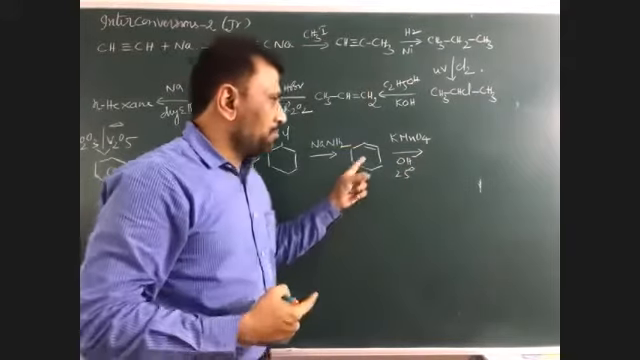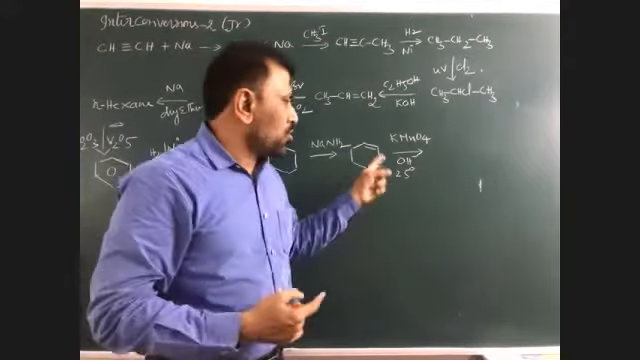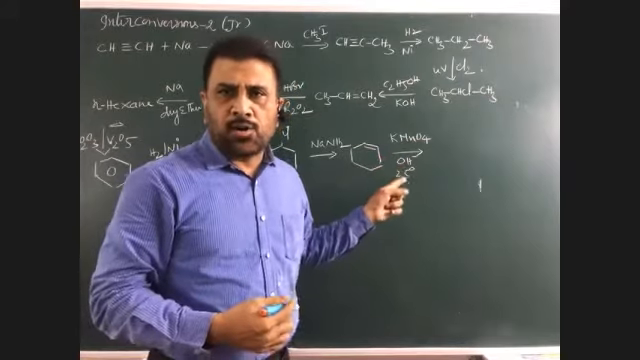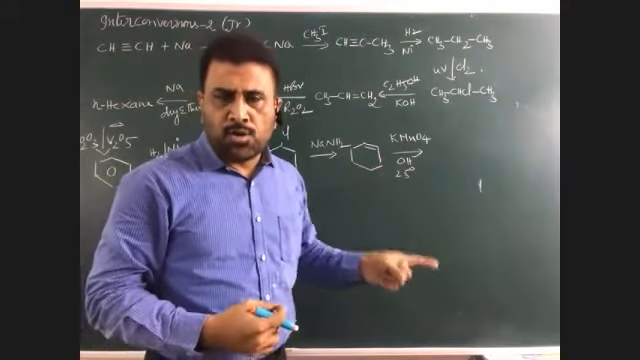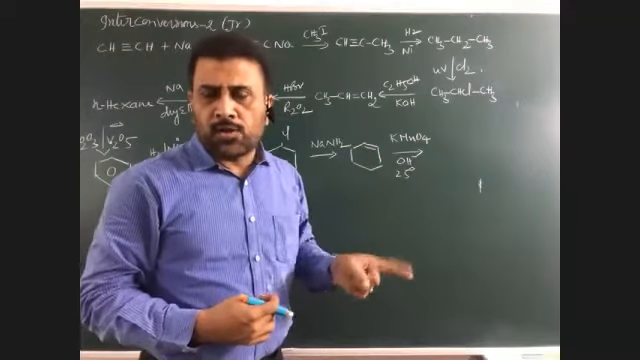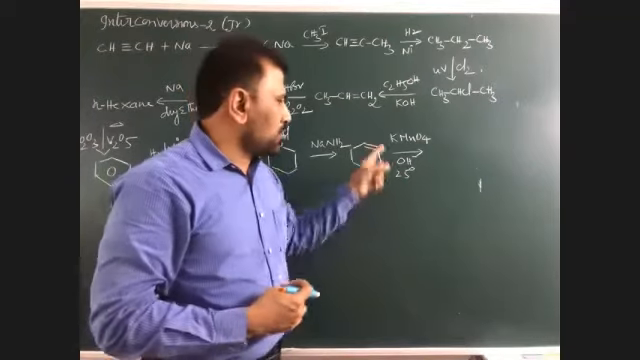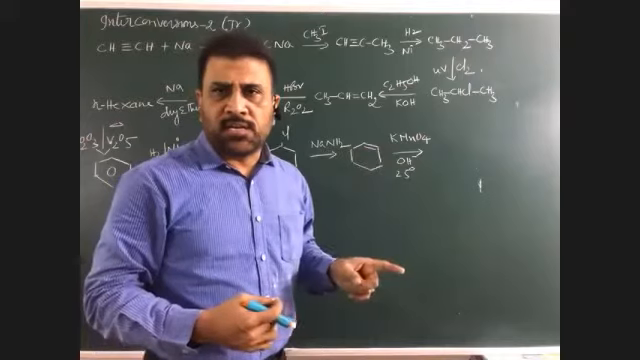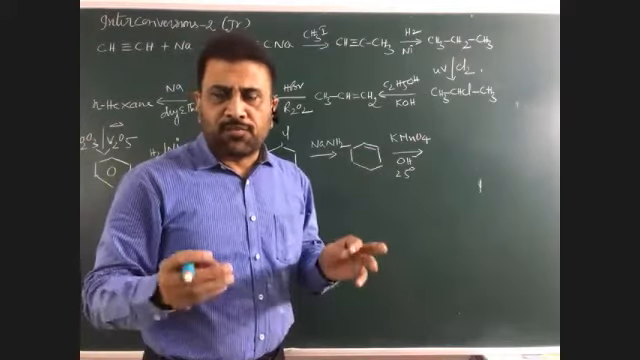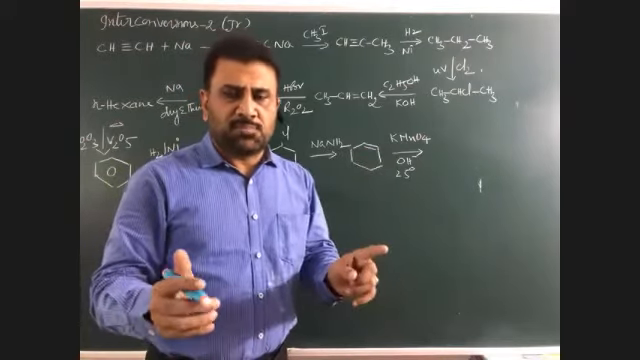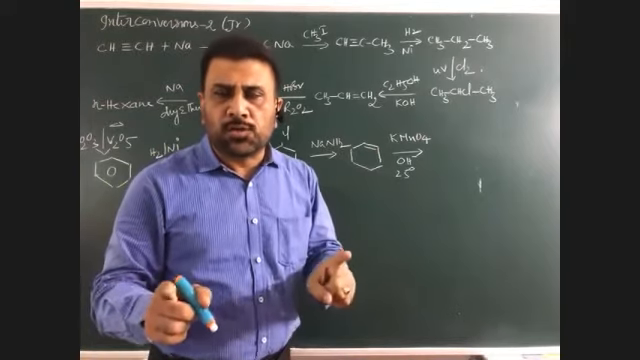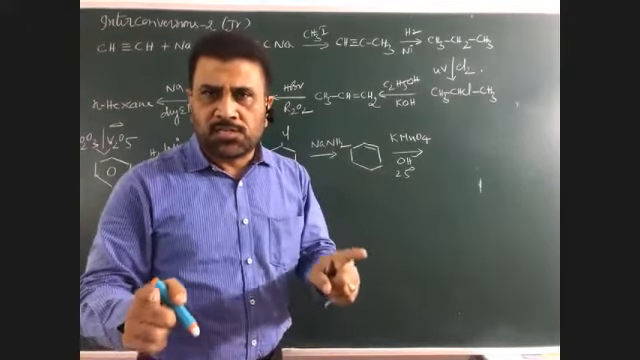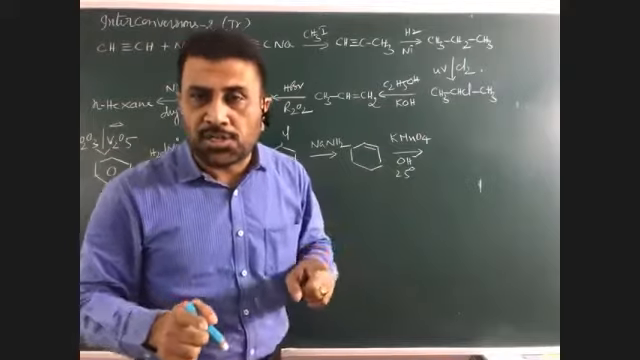This is called Baeyer's reagent, cold alkaline potassium permanganate. That cold alkaline potassium permanganate is nothing but Baeyer's reagent. The function of Baeyer's reagent is addition of hydroxyl groups on pi bonds. That is, it is also named hydroxylation.